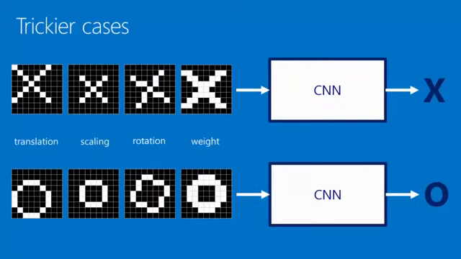So how a CNN does this has several steps in it. What makes it tricky is that the X is not exactly the same every time. The X or the O can be shifted, it can be bigger or smaller, it can be rotated a little bit, thicker or thinner, and in every case we would still like to identify whether it's an X or an O.